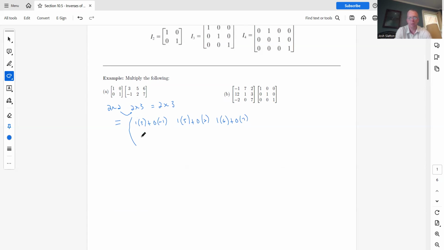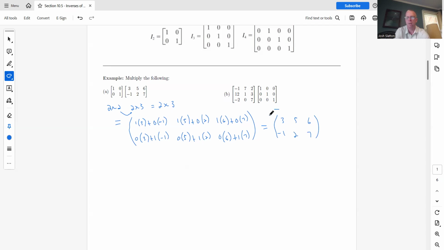Then to get the next row, we do the second row of the first matrix times each column. So we have 0 times 3 plus 1 times -1, 0 times 5 plus 1 times 2, and then 0 times 6 plus 1 times 7. When we simplify these, we have 3 plus 0, so that gives us 3. We have 5 plus 0, which gives us 5. 6 plus 0 gives us a 6. 0 minus 1 gives us a -1, and then 0 plus 2, and then 0 plus 7.